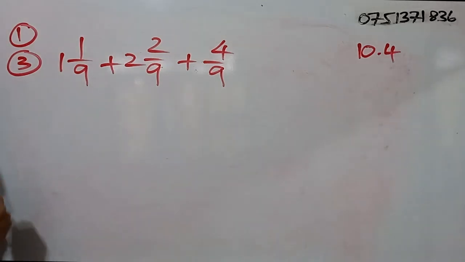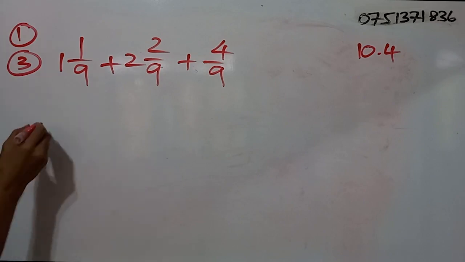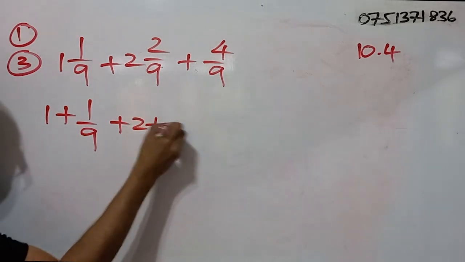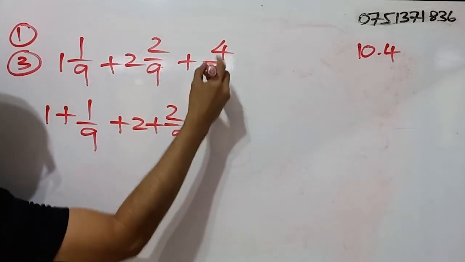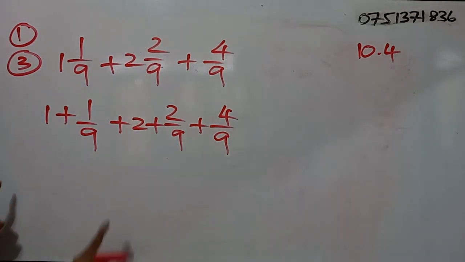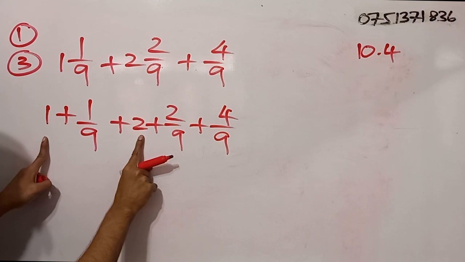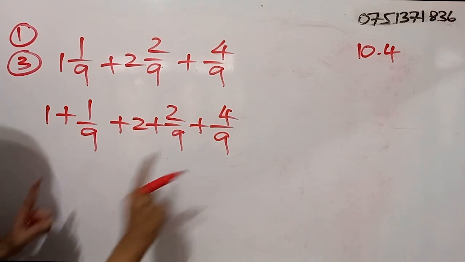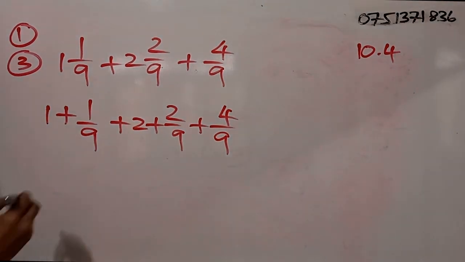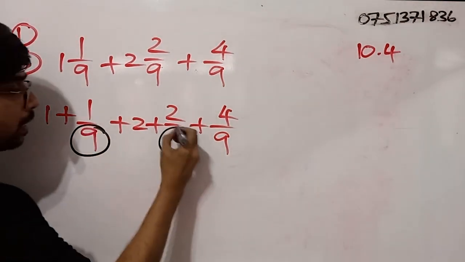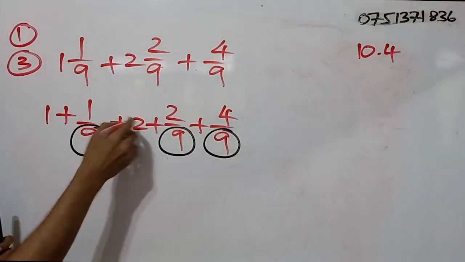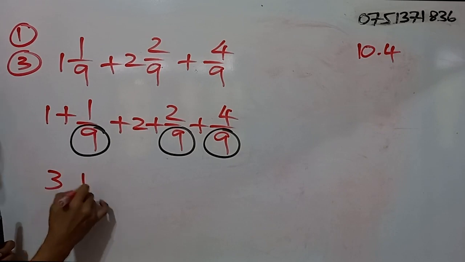So each of these mixed numbers I will break. So 1 plus 1 by 9 plus 2 plus 2 by 9. So this one I can write as it is, which is 4 by 9. Now I can add these two whole numbers together. Then I can add the fraction parts as well. So you can see that these fraction parts, they have the same denominator. Right, so 1 plus 2, that is 3.